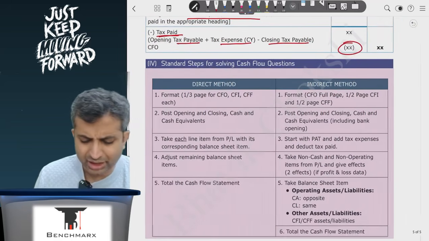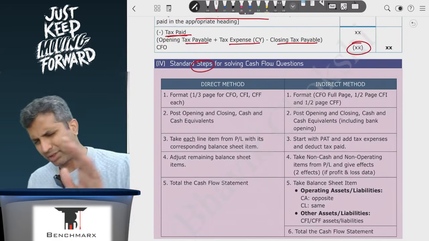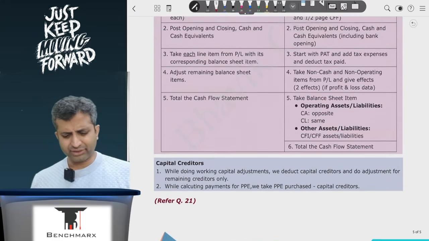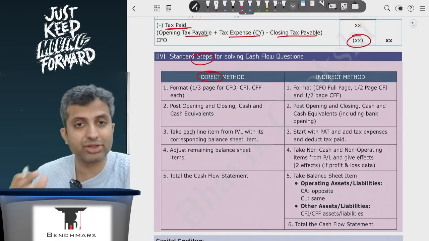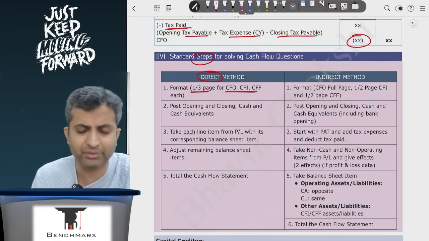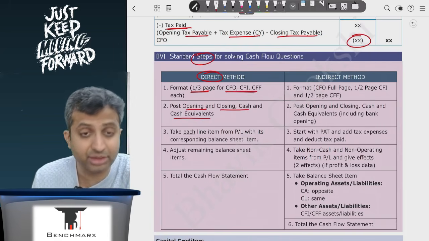Well, there are a few standard steps that you can follow for the cash flow statement questions, though if you remember certain steps that you've done in inter-CA, you can safely follow that. First is for a direct method, it is a relatively shorter question. Then you prepare a format where 1/3 of the page will be left for CFO, CFI and CFF. At the bottom of the page, post the opening and closing cash and cash equivalents.